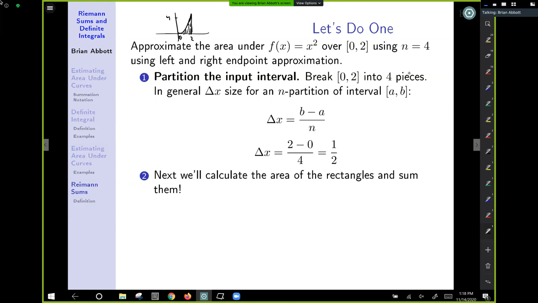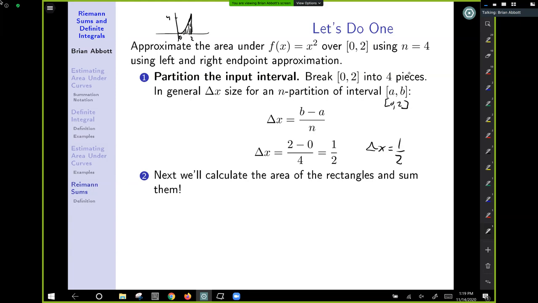So in general, if you want to figure out the base of the partition, your delta x size for any n partition, a 4 partition in this case, you take the end point of your interval, b, and subtract the initial point of your interval, a. So your interval is 0 to 2. A is 0, B is 2, and you divide it by the number of rectangles you want to break your partition into. So 2 minus 0 gives us 2, divided by 4 rectangles, gives us 2 over 4, which reduces to 1 half. So the base of our rectangles in this estimate is going to be 1 half.